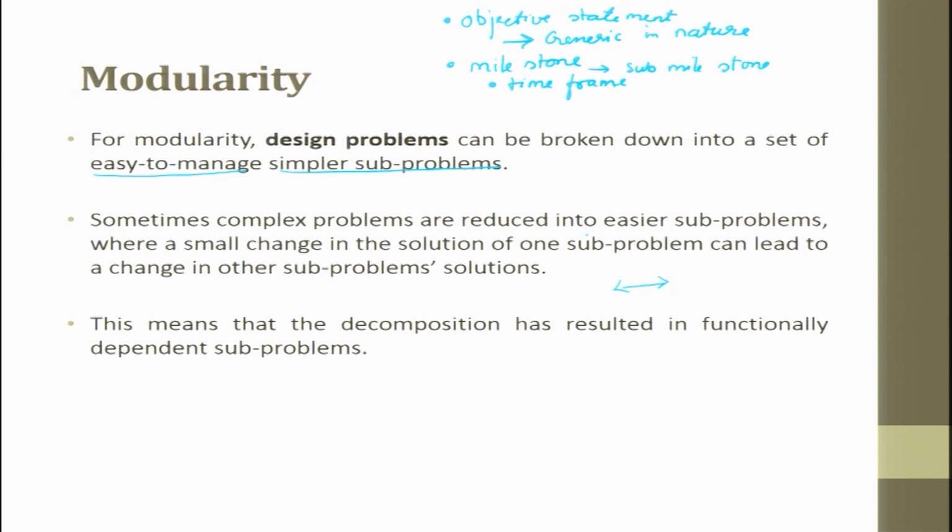Sometimes a complex problem can be reduced into easier sub problems, but a small change in the solution of one sub problem can lead to a change in other sub problem solutions. We should be careful. This means that the decomposition has resulted in functionally dependent sub problems. We should note down this point, functionally dependent sub problems. So, functionally dependent was the tire example with respect to engine performance I gave.